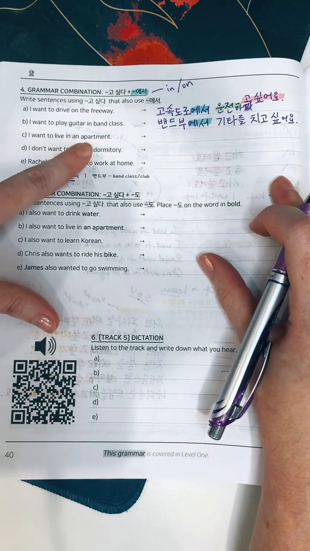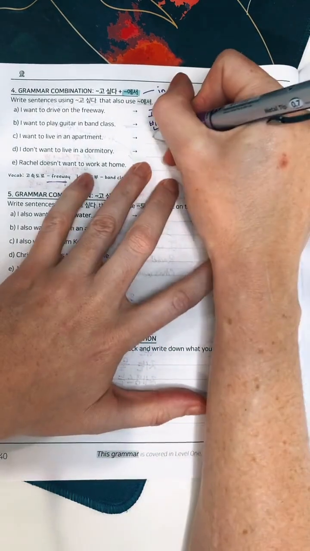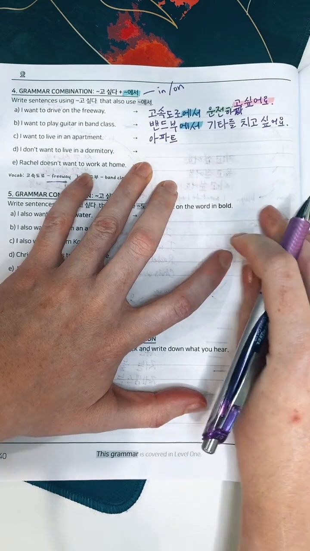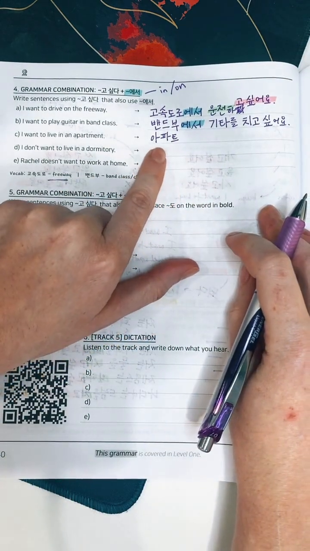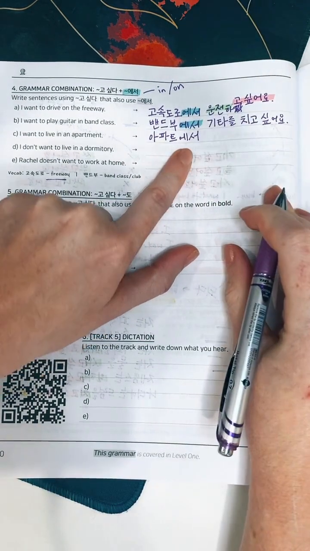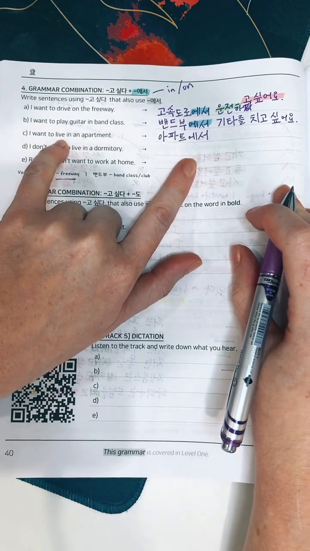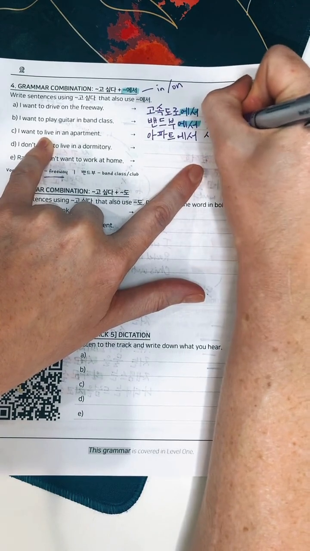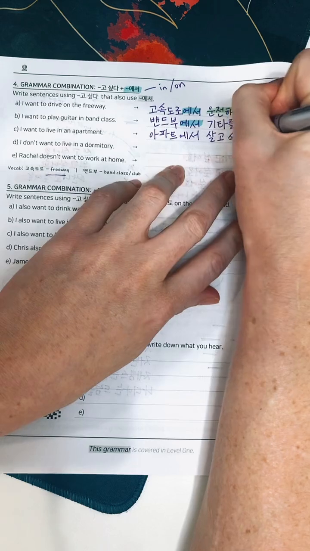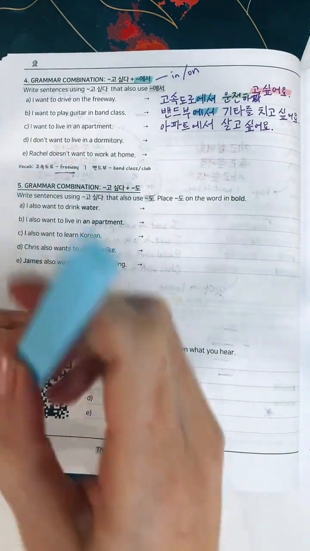C, I want to live in an apartment. Apartment is 아파트. Again, kind of the English word written in Korean. 아파트에서 means in an apartment. Now the verb to live is 살다. So that becomes 살고 싶어요. I want to live in an apartment.